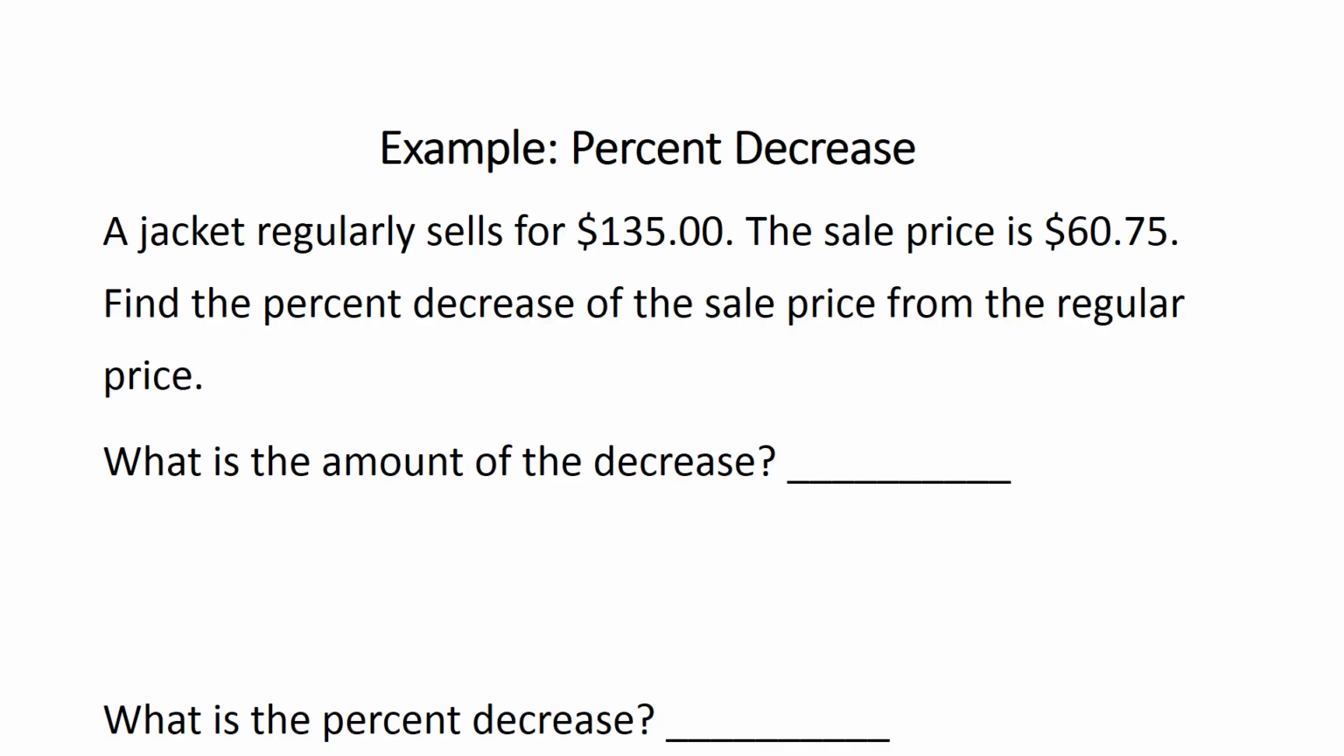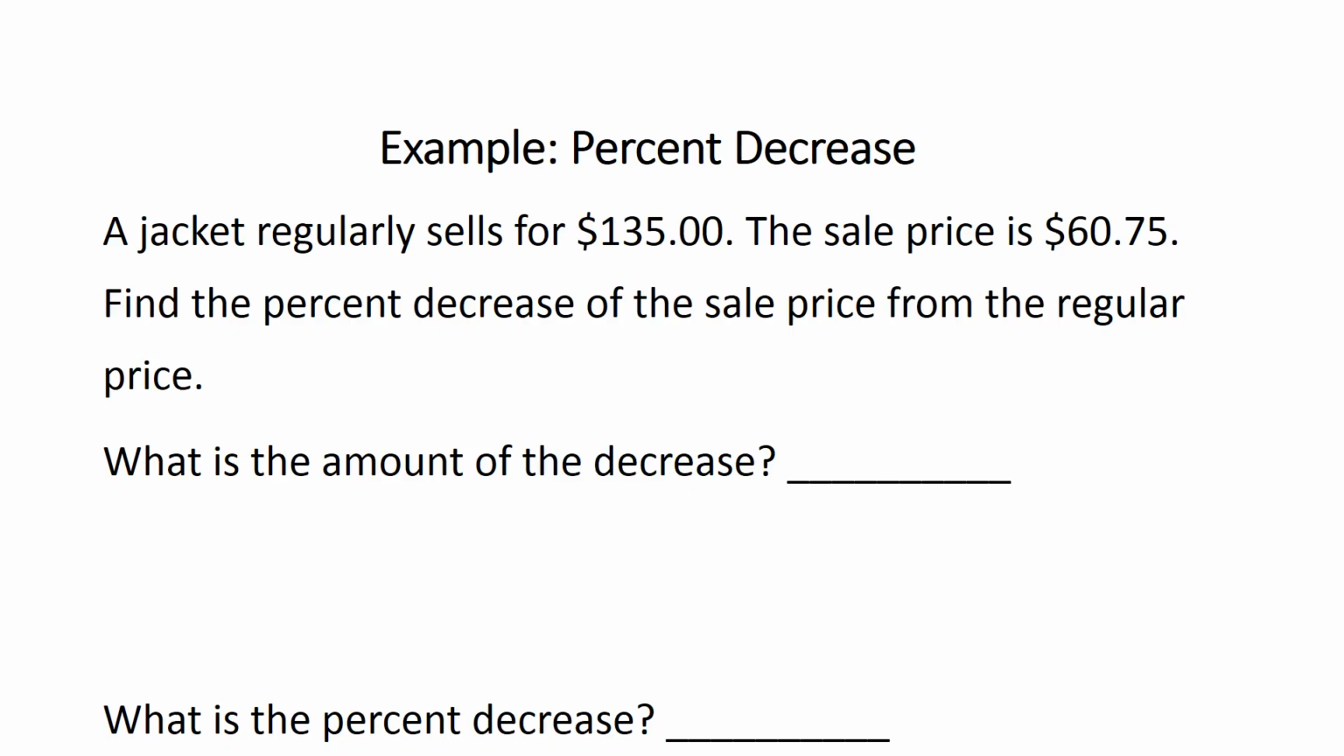A jacket regularly sells for $135. The sales price is $60.75. Find the percent decrease of the sale item from the original price. What is the amount of the decrease? And then what is the percent decrease? So don't do something like $60.75 over $135.